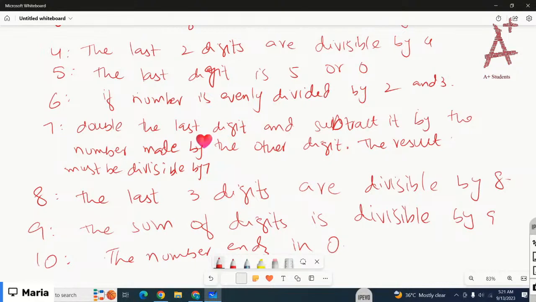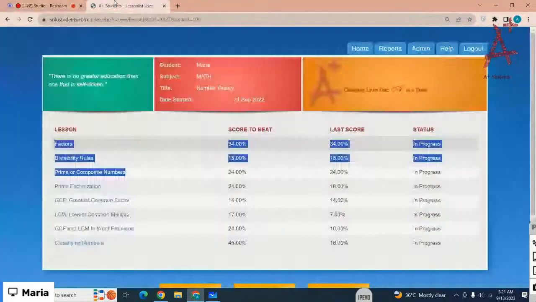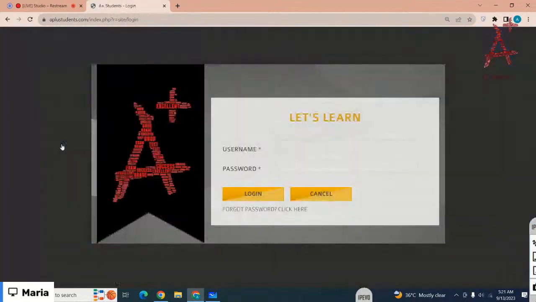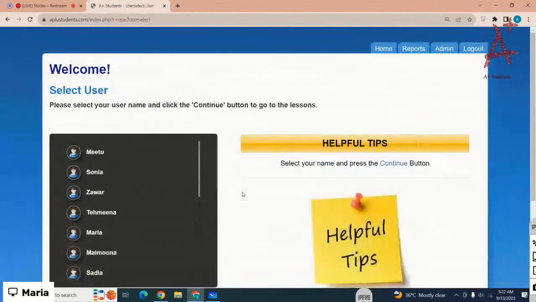Let's just go to A Plus and find the lessons there, and do the practice questions. So here I am on aplusstudents.com. I'm on grade 8 math. The chapter we're working on is number theory. Now let's start with the lesson factors. I've already explained what factors are. We just have to do the practice questions now.